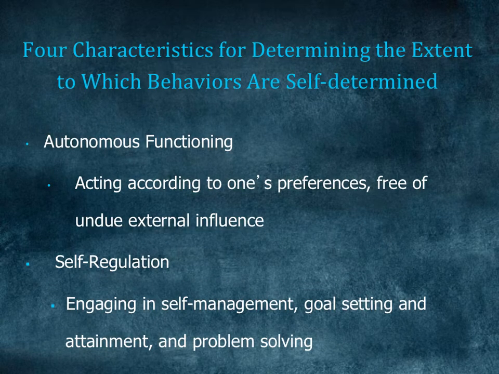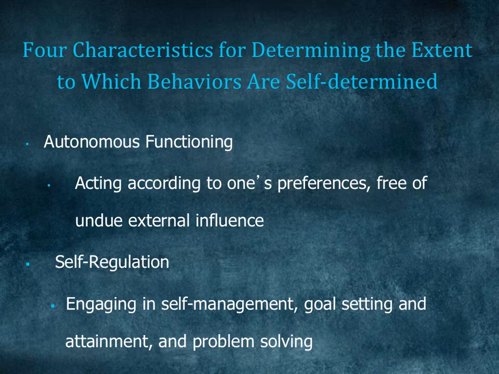There are four characteristics for determining the extent to which behaviors are self determined. The first one is autonomous functioning, which means acting according to one's preference, free of undue external influence. So, basically, doing what you want to do when you want to do, and so forth. And if you think about yourselves, there are so many times when we are actually doing exactly that, and this actually can be a struggle for individuals with disabilities because they're often found to be dependent on others, and this is something that we need to do away with by making them more self-determined.